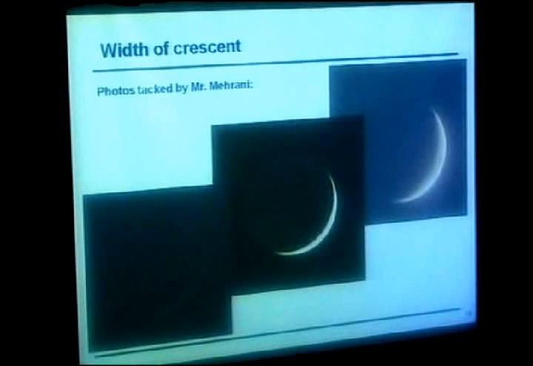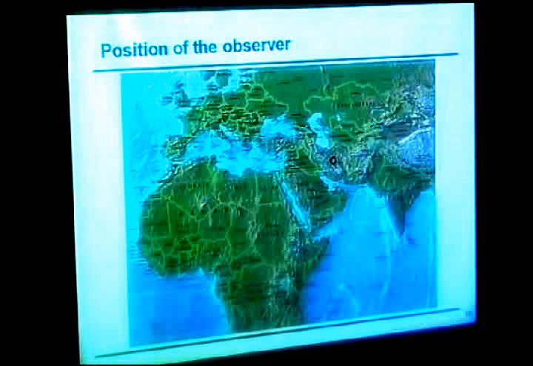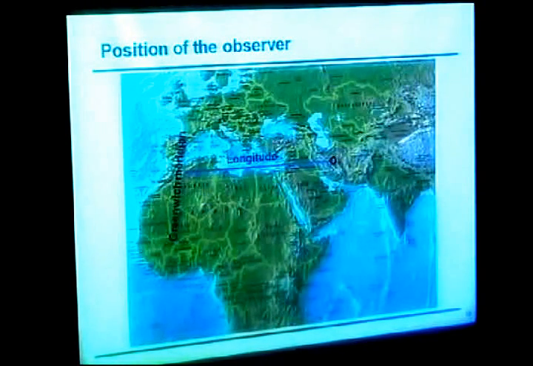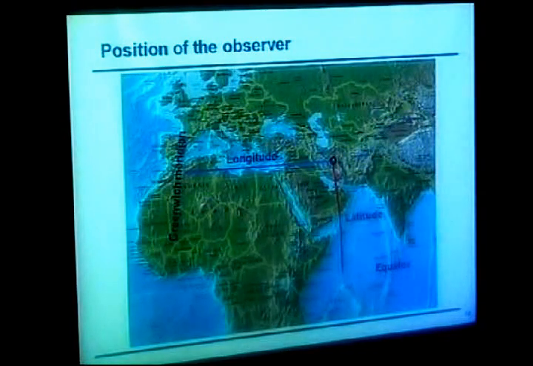And another parameter, the width of the crescent, affects crescent visibility. These pictures were taken by Mr. Mehrani, my friend in Iran. Finally, the position of the observer affects crescent visibility, that is, longitude distance from the Greenwich meridian, and latitude distance from the equator.